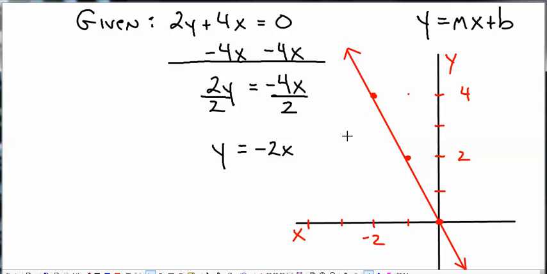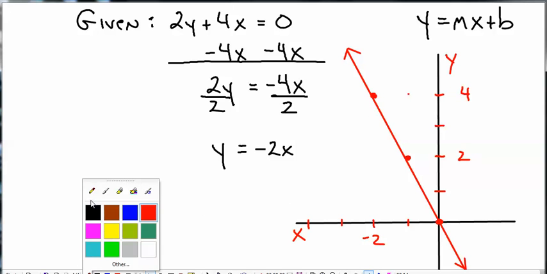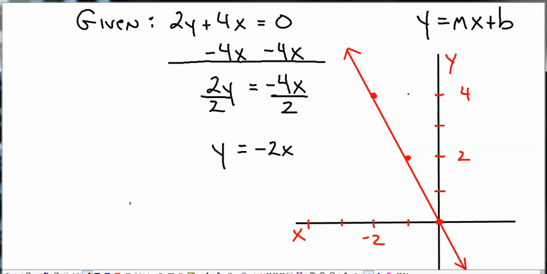Why do the arrows go on the end of the line? To show that it keeps going forever in both directions. Okay? Any questions? Nicely done.